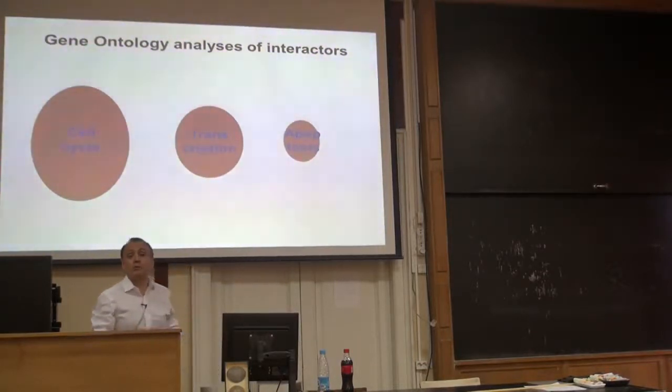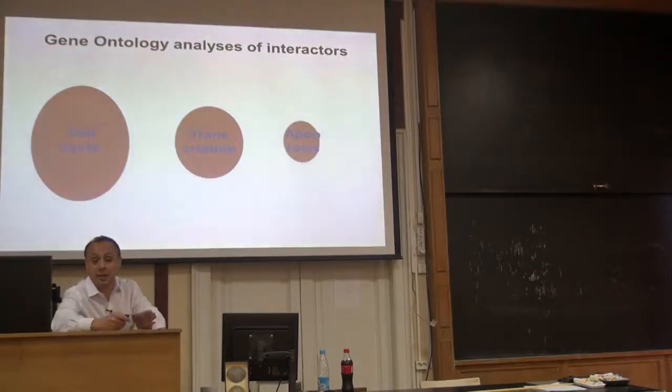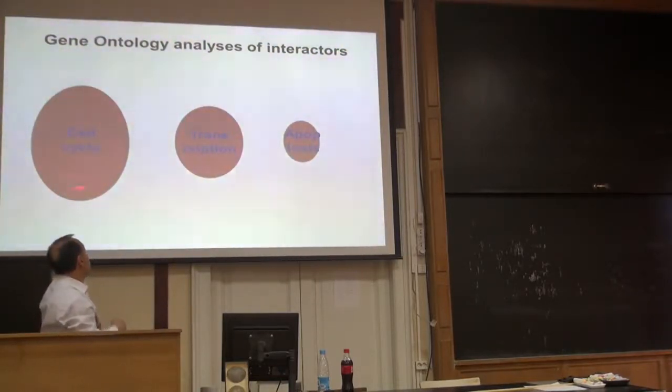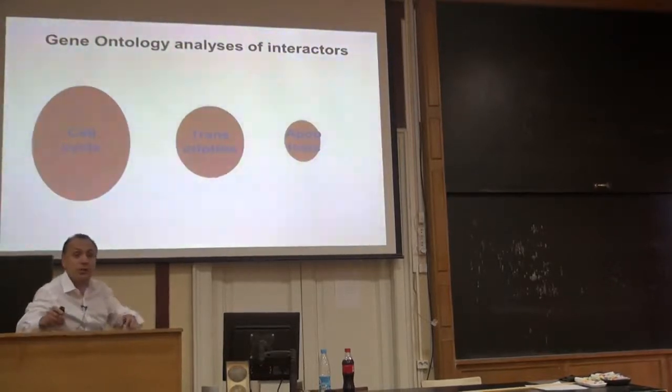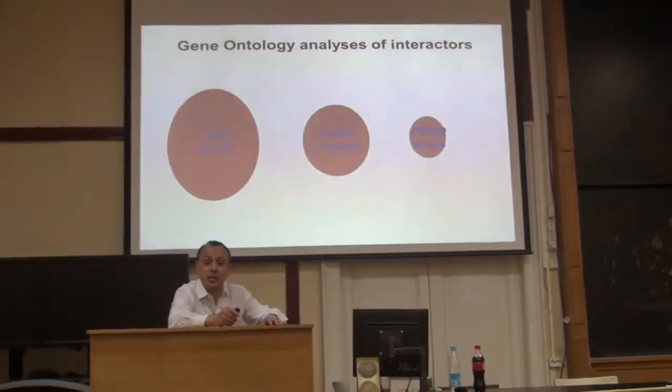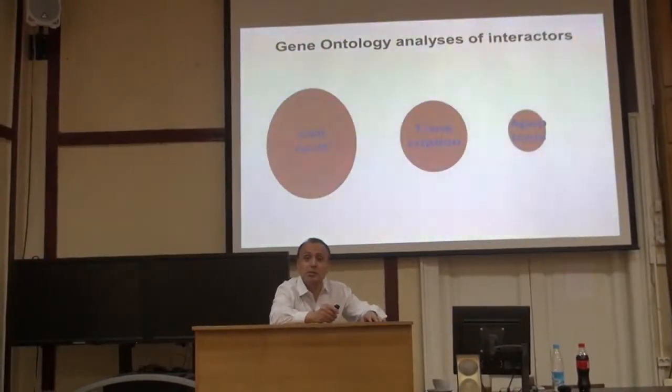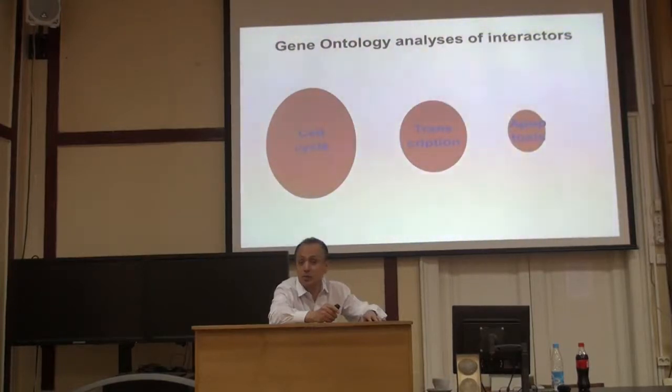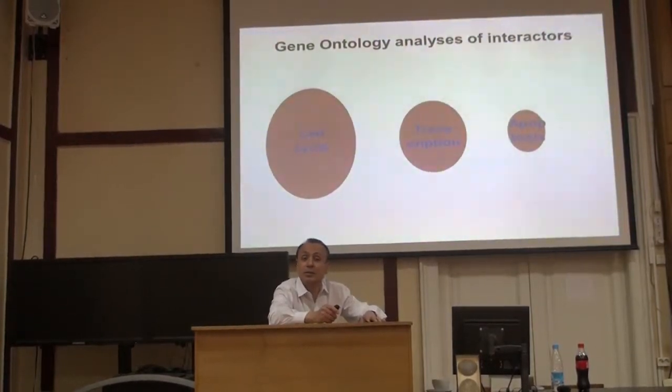And of course we're expecting to see proteins in a cell cycle category, because cyclin D1 is a cell cycle protein, and sure enough this was the most enriched function among cyclin D1 interactors. But quite surprisingly, we found that the second most enriched group is transcription. And then we found several transcriptional proteins interacting with cyclin D1.